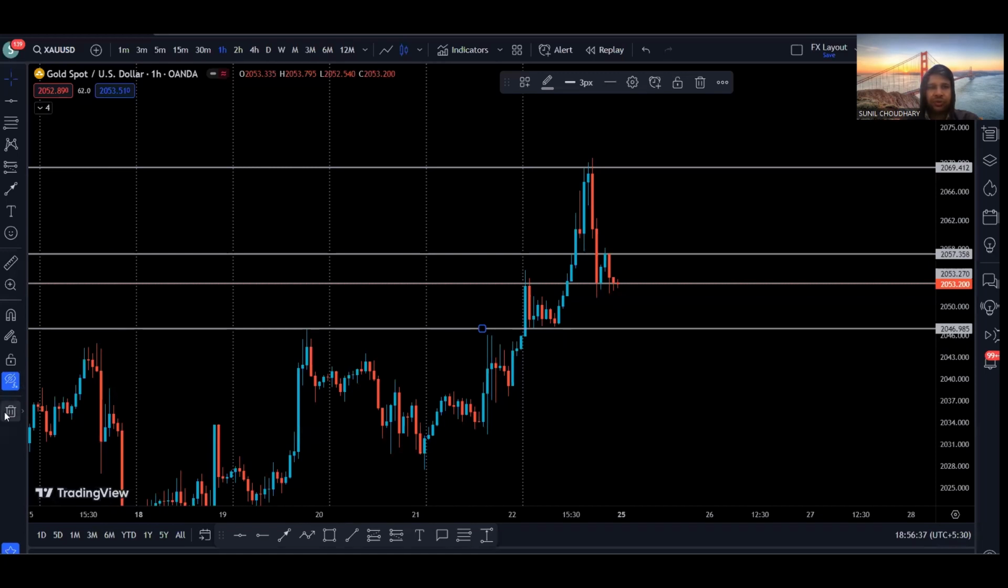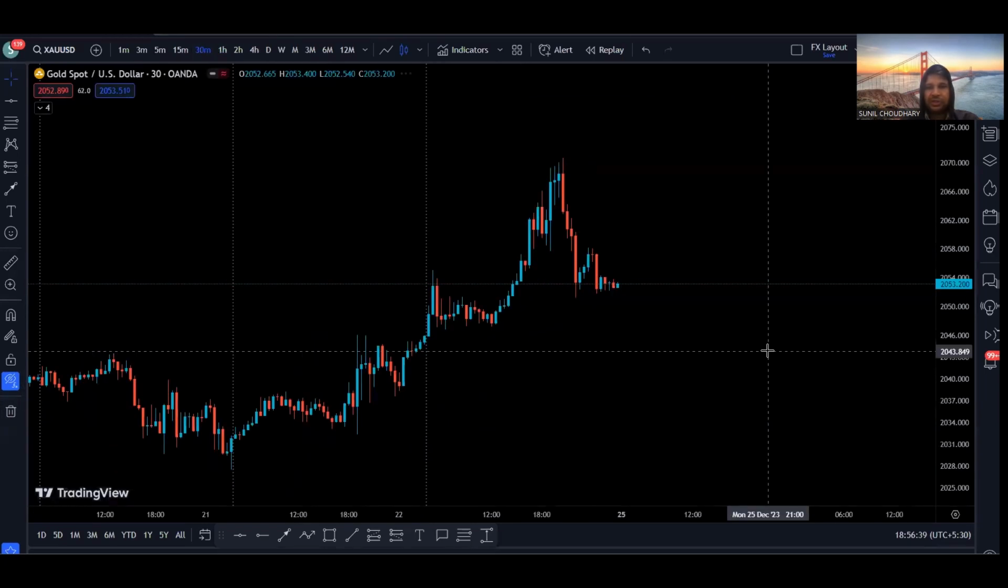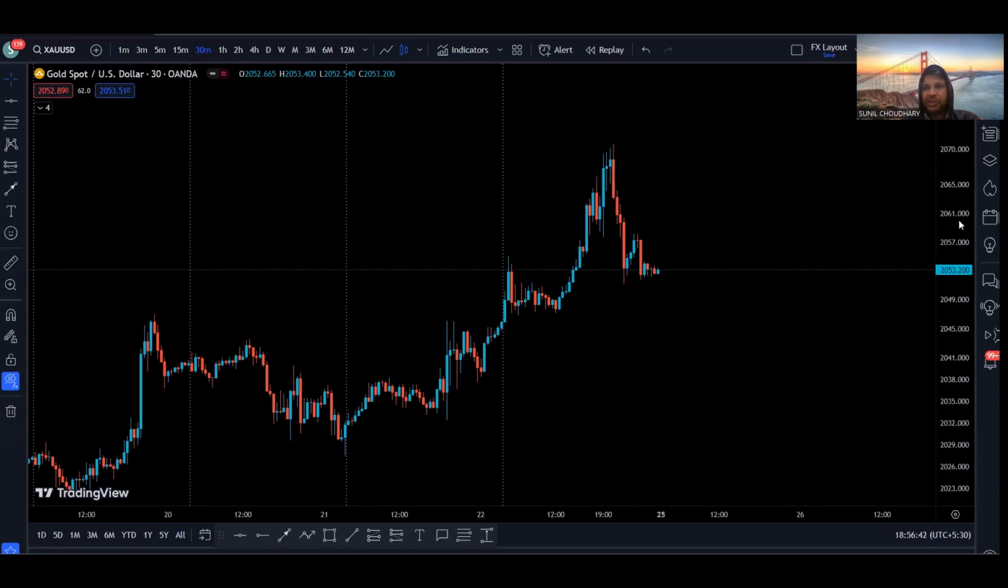Now let's go to the 30-minute time frame to see what is happening. The 30-minute looks very bullish because we are making higher highs and higher lows. We created a high, higher low, higher high, higher low, higher high, and right now the price came down and made a retracement.